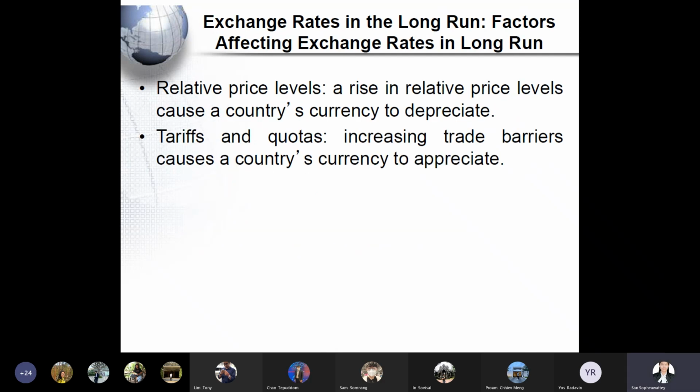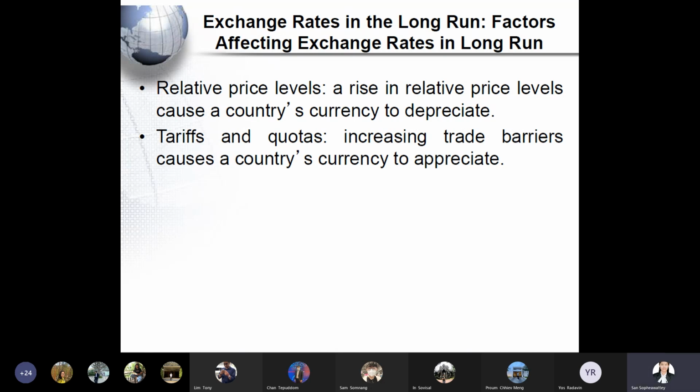So, the relative price levels. In line with the PPP theory, for example, when the price of American goods increases, and here we hold foreign prices constant, it means the demand for American goods decreases, and the dollar tends to depreciate, so that American goods can still sell well. So a rise in the relative price level causes a country's currency to depreciate.